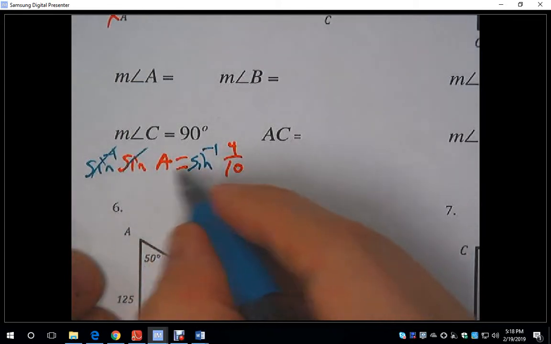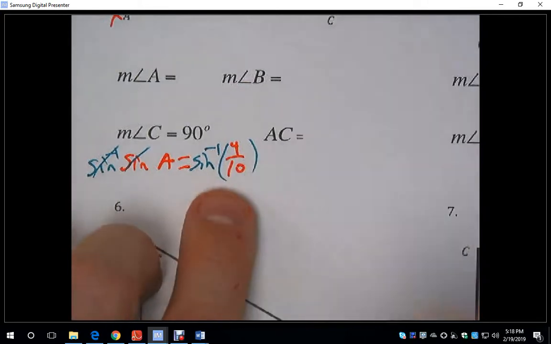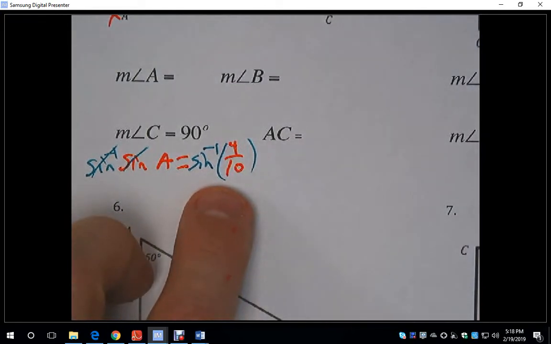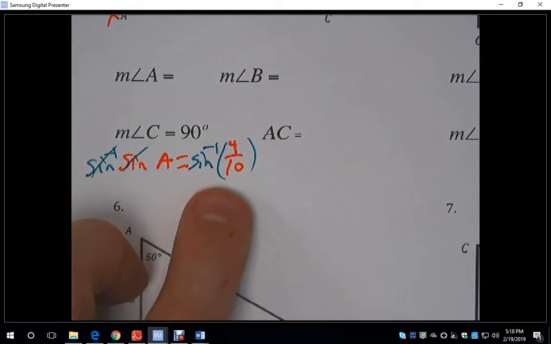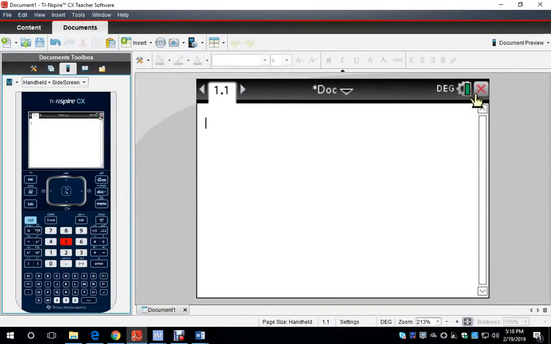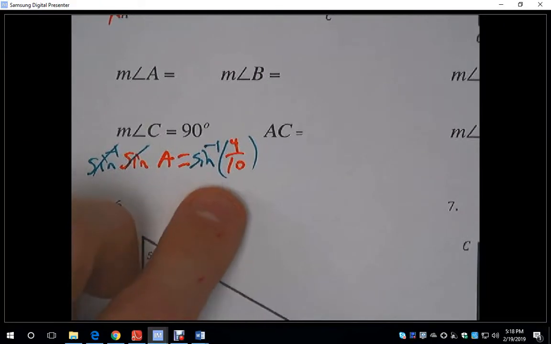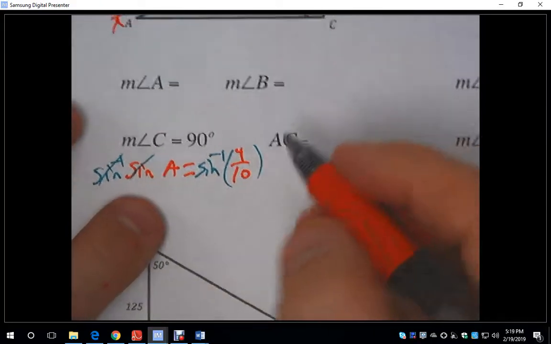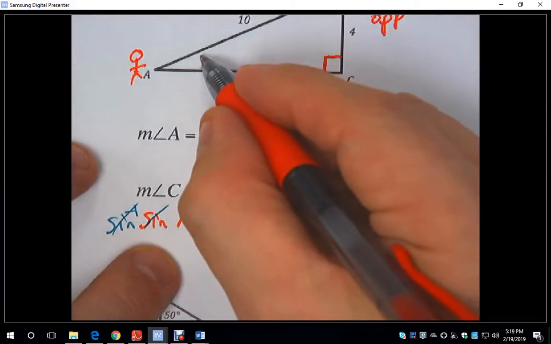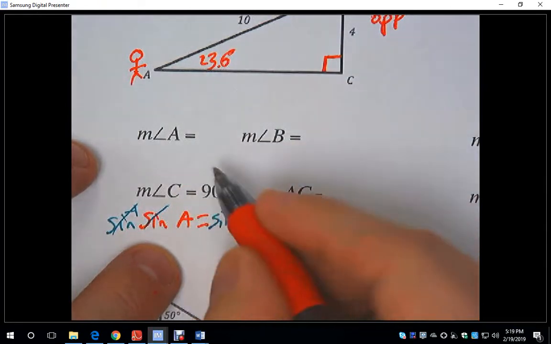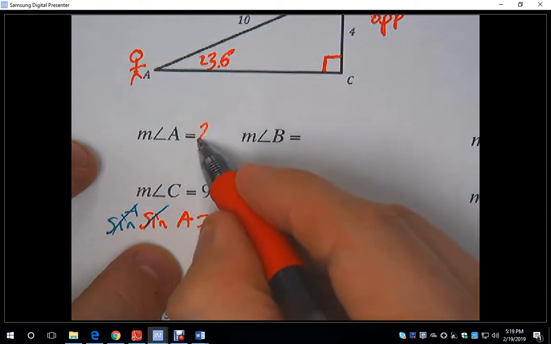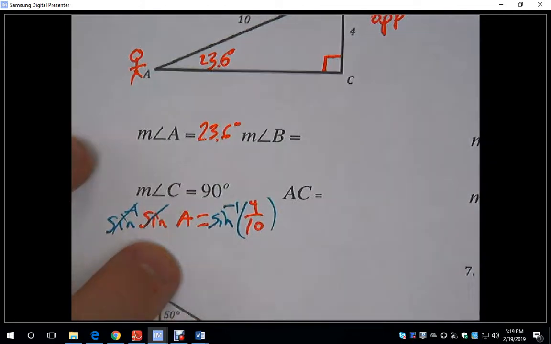I have A now by itself, and I'm going to throw this into my calculator: the inverse of sine of 4/10, which gives me 23.6 degrees. I'll indicate that here as well, 23.6 degrees.